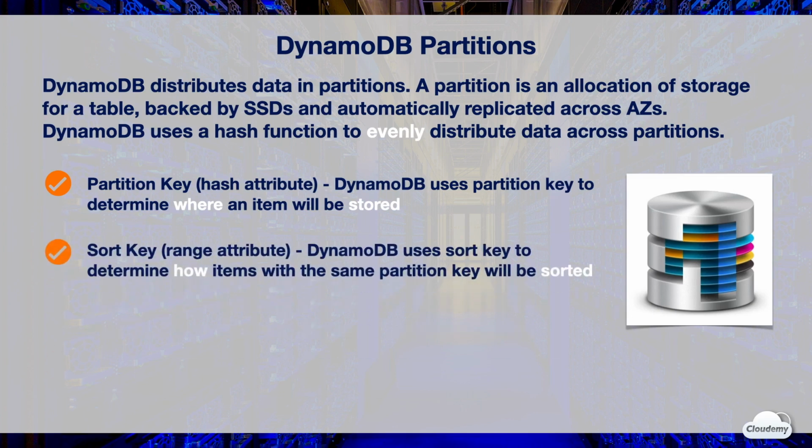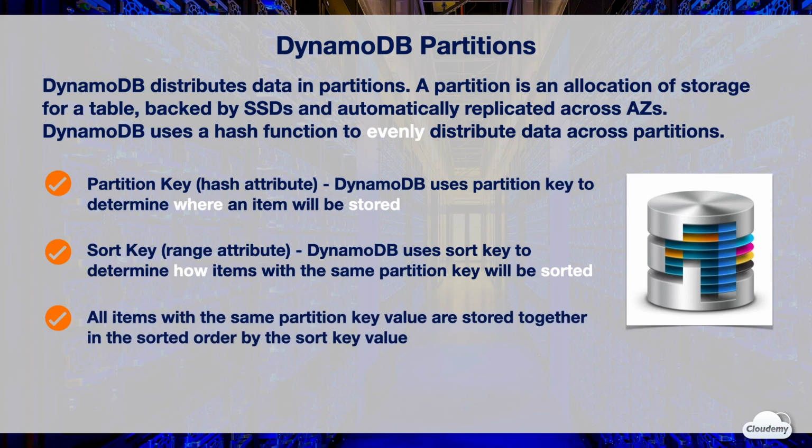The sort key of an item is also known as range attribute. The sort key is optional in a table. DynamoDB uses the value of the sort key to determine how items with the same partition key will be sorted. The minimum length of a sort key is 1 byte, and the maximum length is 1024 bytes. All items with the same partition key value are stored physically close together, in sorted order by the sort key value. DynamoDB uses the partition key, or a combination of partition key and sort key as the primary key, to uniquely identify each item.